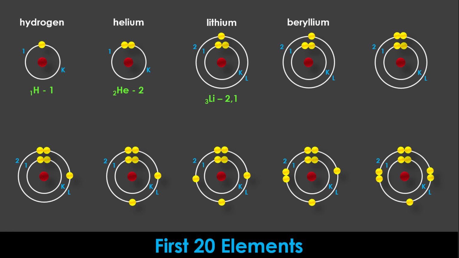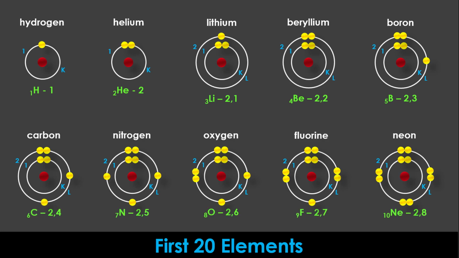Similarly, beryllium with atomic number 4 has the configuration 2,2. Remember, based on the 2n squared rule, the second shell can still accommodate more electrons, unlike the first shell that has a maximum of 2 electrons. Therefore, the fifth electron will still go into the second shell, which makes boron with 5 electrons have a configuration of 2,3. So, this trend continues for carbon to neon, which has an electron configuration of 2,8 from its 10 electrons.